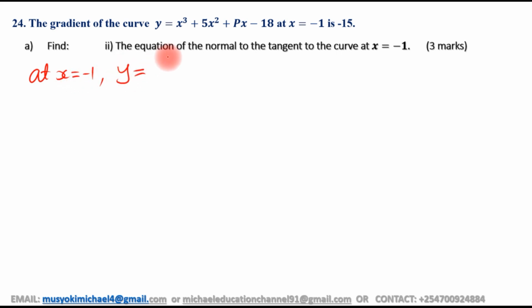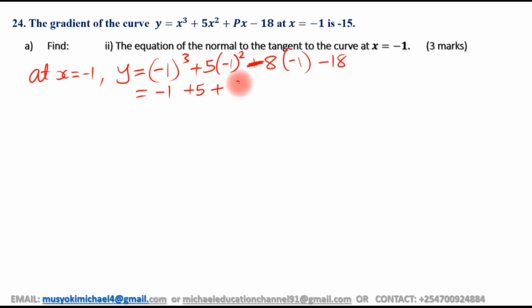So y will be equal to minus 1 cubed plus 5 divided by minus 1 squared plus, now we know p is minus 8, minus 8 multiplied by minus 1, minus 18. So this will be minus 1 cubed, that is minus 1, then plus 5, then plus 8, then minus 18. You end up getting minus 6.